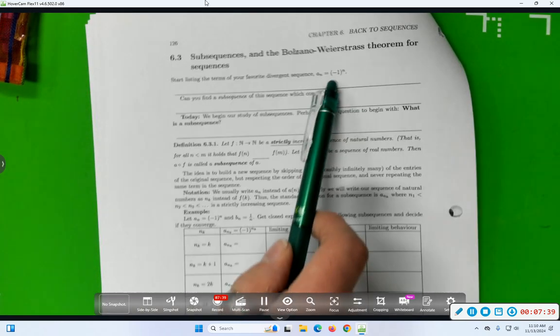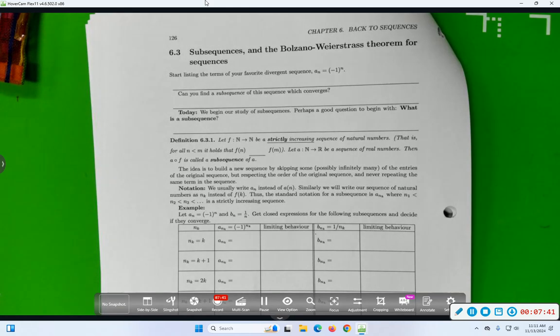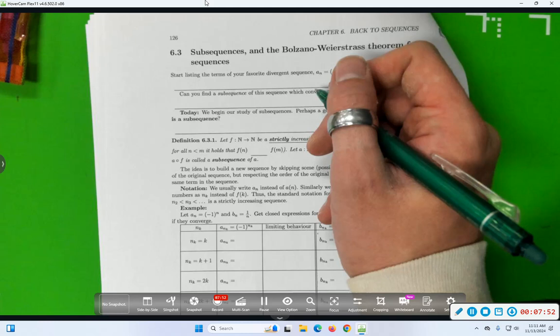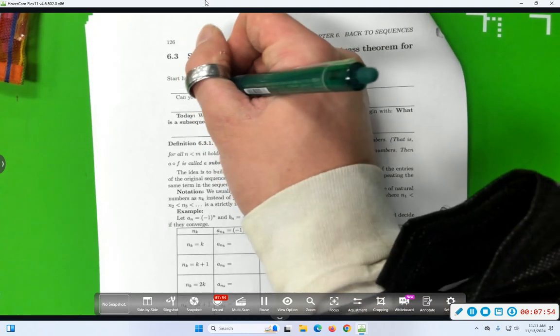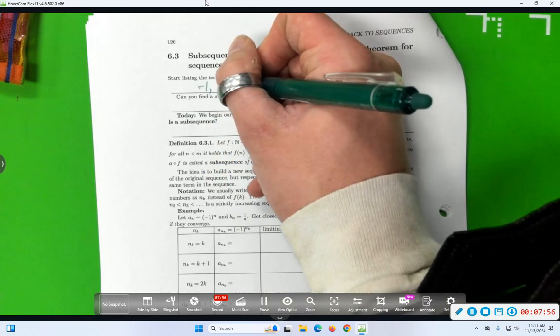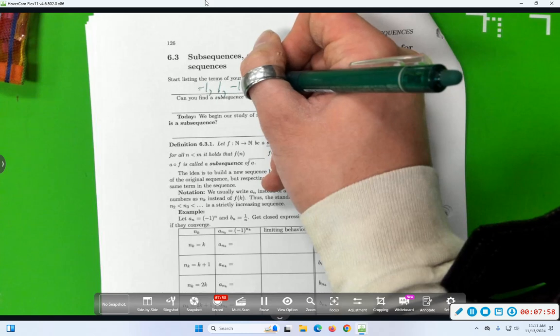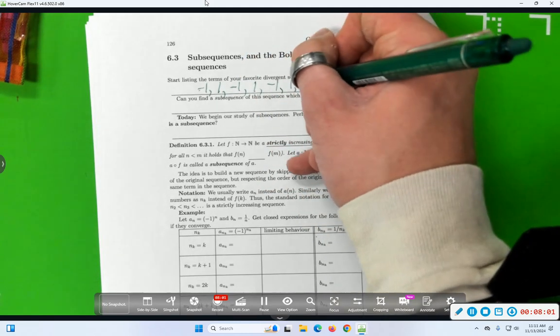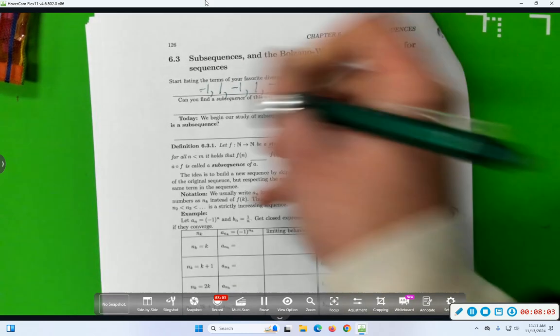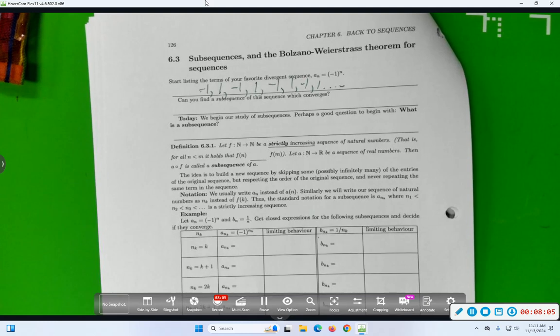So here is maybe your favorite divergent sequence, negative one to the n. Let's start listing the first couple terms. So what are the terms of this sequence? Negative 1 and 1. And then what's the next term? Negative 1. And then the next term? 1. So that's a sequence of numbers that just keeps alternating between negative 1 and 1.